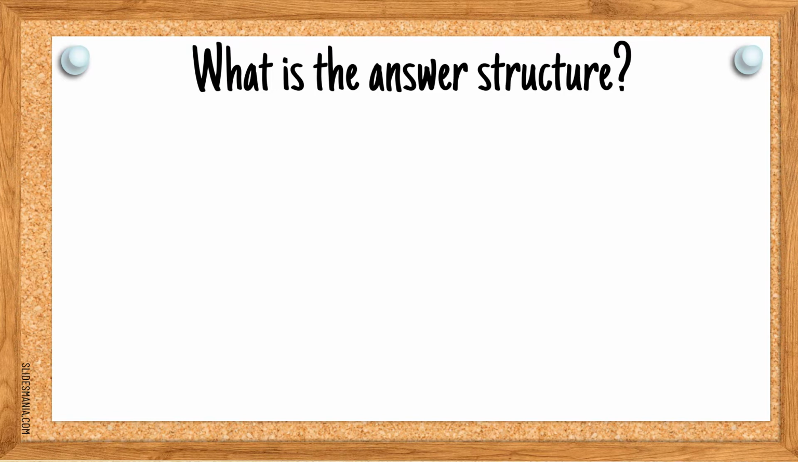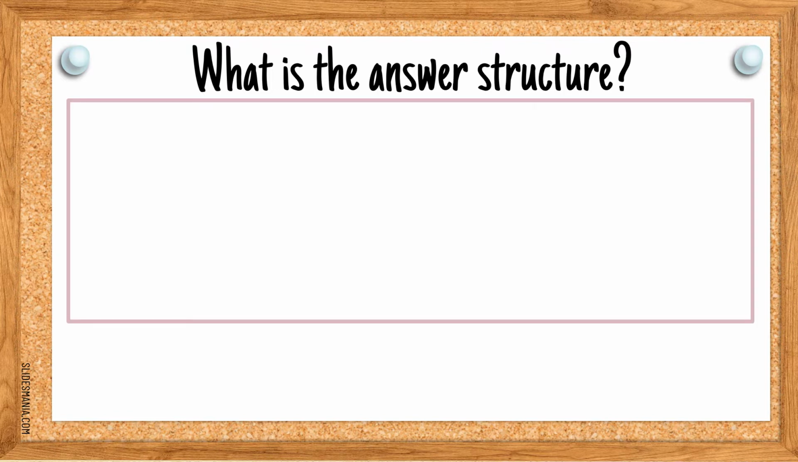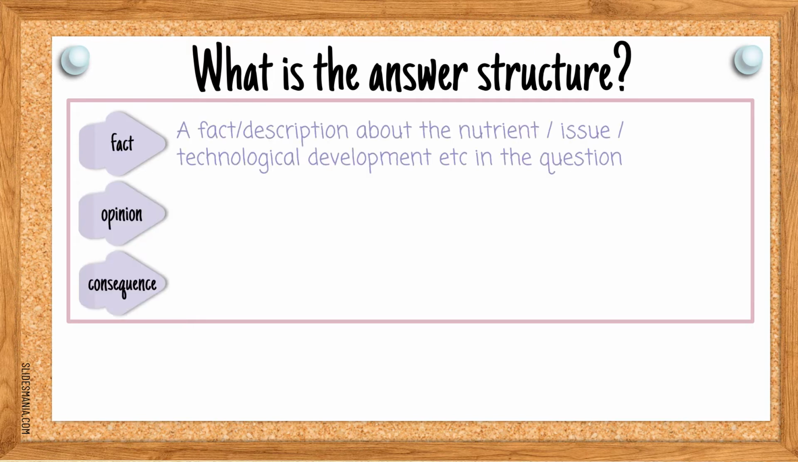So what is the answer structure for evaluate questions? There's three parts that you need in your evaluate answer. The first part is a fact, you then want to give an opinion, and you then want to give a consequence. Your fact is a fact or a short description about whatever's been asked about in the question. So it could be a nutrient, a contemporary food issue, a technological development.